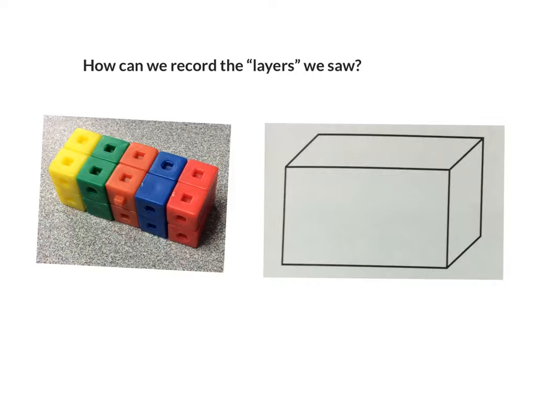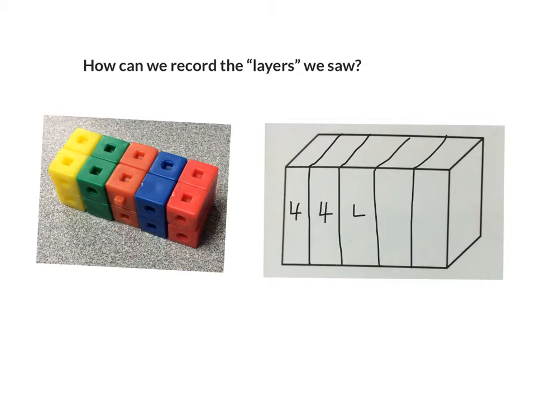If we don't have blocks in front of us, how can we record the layers that we saw? Well, if I have a 3D figure like this, I just have to split it like this. Do you see how now I cut it? I showed 1 layer. Okay, and then here's my 2nd layer. Here's my 3rd layer, my 4th layer, and then that leaves my 5th layer. Do you see how that works? And then I can use numbers. I can say, in this layer there were 4 blocks, in this layer there's 4 blocks, 4 in this one, 4 in this one, and 4 in this last one, which means that there are 20 blocks altogether.